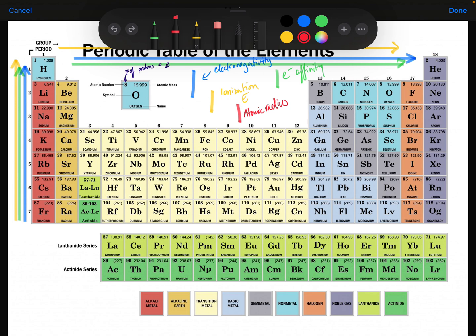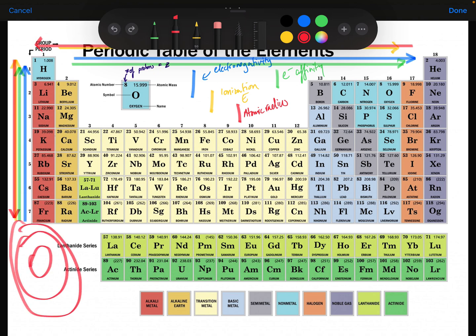Finally, atomic radius is the one trend that goes in the exact opposite direction. Atomic radius increases as you go further down, and it increases as you go further to the left. The reason is that the more protons you add, the more positive charge you have, causing more electrons to get attracted to the center. However, as you increase the number of shells, this is shell number 7, you're just making it bigger and bigger.